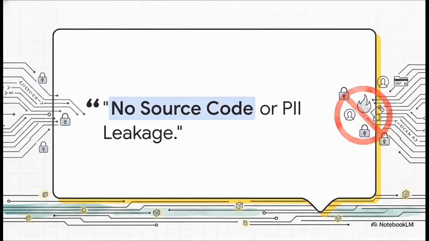And that brings us to what should be the absolute gold standard of your corporate AI policy: no source code or personally identifiable information leakage. Ever. Employees must be completely forbidden from pasting unencrypted, proprietary corporate data into public, consumer-facing chat boxes. All data processing has to flow through those secure, authenticated API pathways we were just talking about.